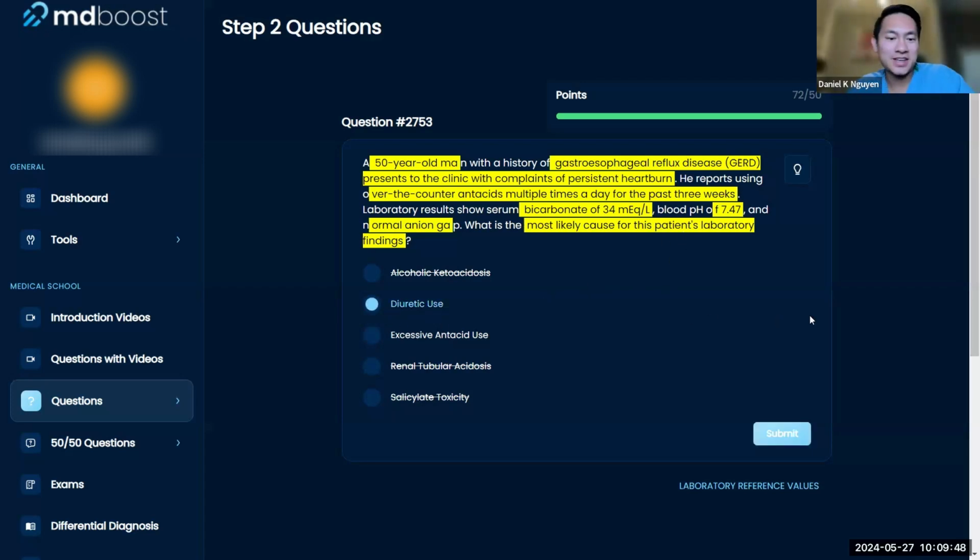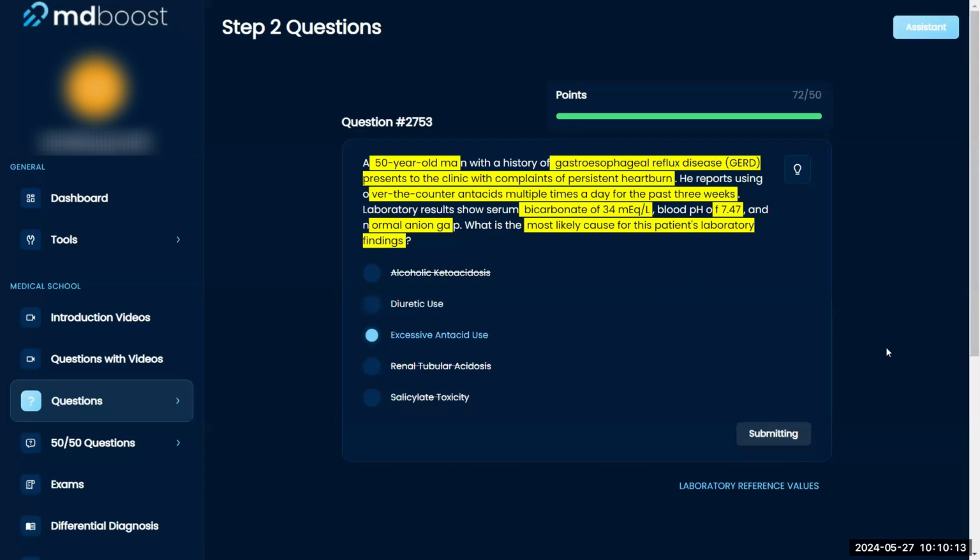Okay. So talk to me, what is in an antacid? Like a PPI, that's what I was thinking. But what other antacids are there out there? Yeah, you can give calcium carbonate, which would cause, yeah. I was just thinking PPIs. Okay, it's the excessive antacid use.